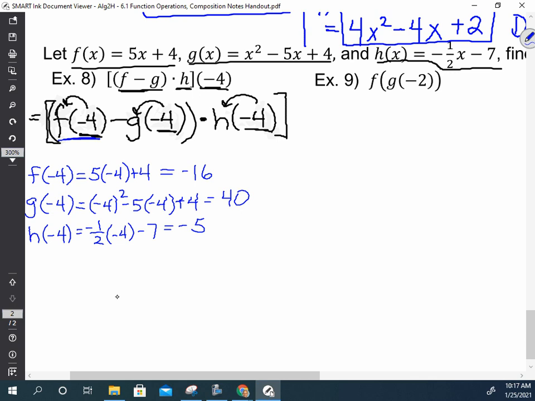So I've got my individual parts. Now this problem ends up being f of negative 4, which is negative 16, minus g of negative 4, which is 40, times h of negative 4, which is negative 5.